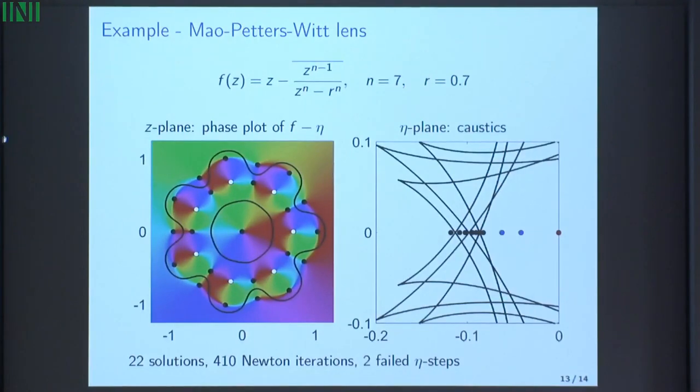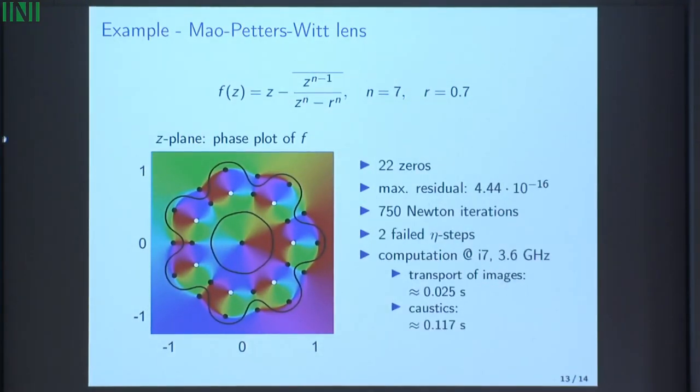And finally, we get all 22 zeros. So this is a known number from the theory of astrophysics, where this function, or functions like this, is studied intensively. We have a maximal residual of order 10 to the minus 16. It took us some 750 Newton steps, and as you may remember, 400 for the very last step, so bad luck in this case.